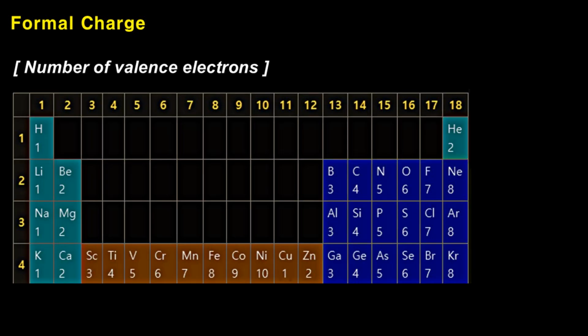When you're doing the calculation, you can just look at the periodic table to find how many valence electrons each atom has. It's a quick and easy way to get that starting number you need for formal charge. Now let's put all of that into practice with an example.